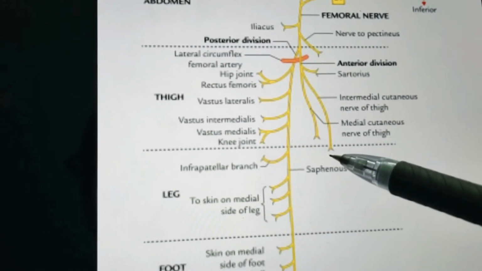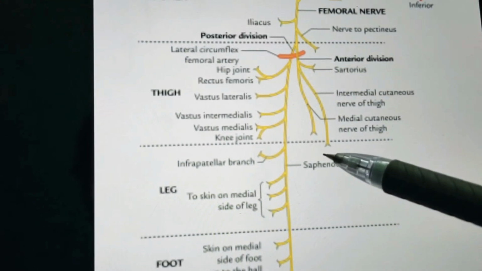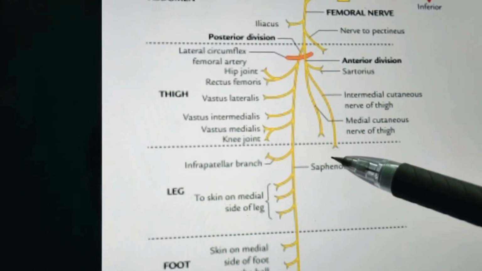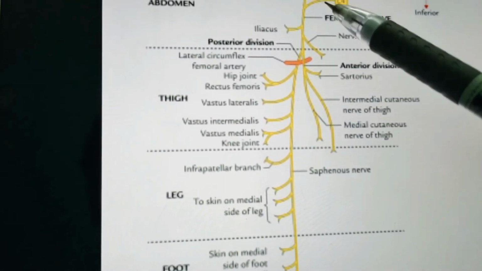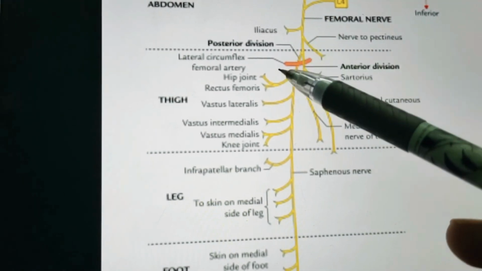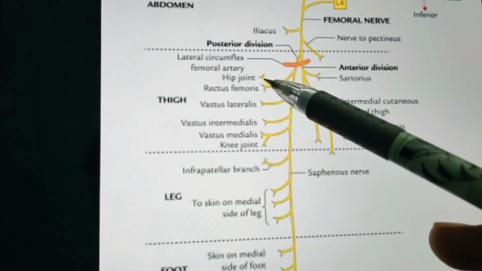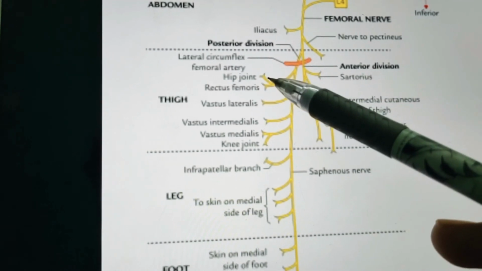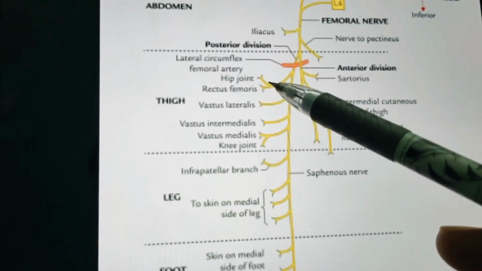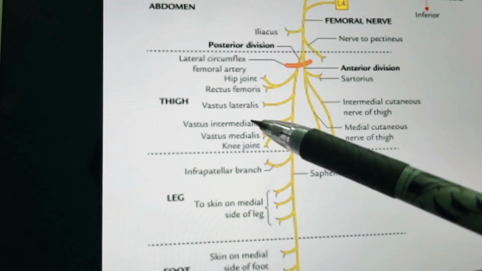Okay. So now we will move on to the articular branches. There are also articular branches, that is, to the hip joint. Mainly the hip joint is supplied by the nerve to rectus femoris. So the nerve to rectus femoris also supplies the hip joint. This is an articular branch. And the knee joint is supplied by the nerves to the three vasti. These three also supply the knee joint.